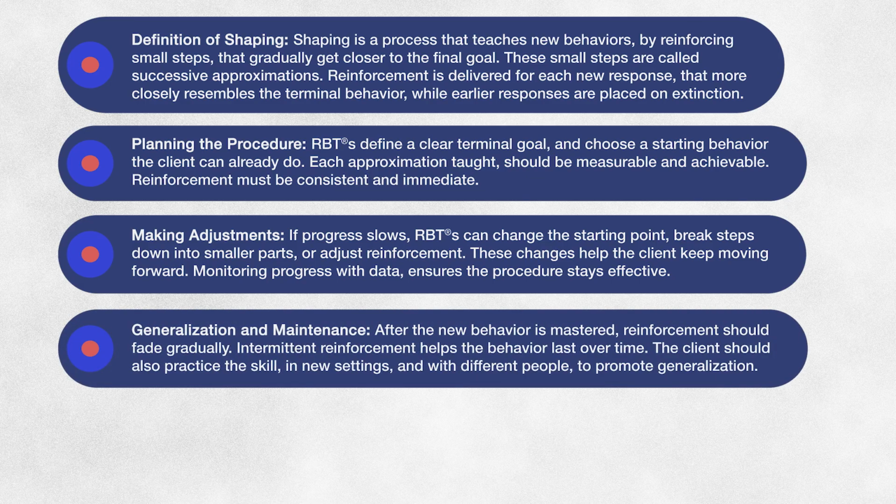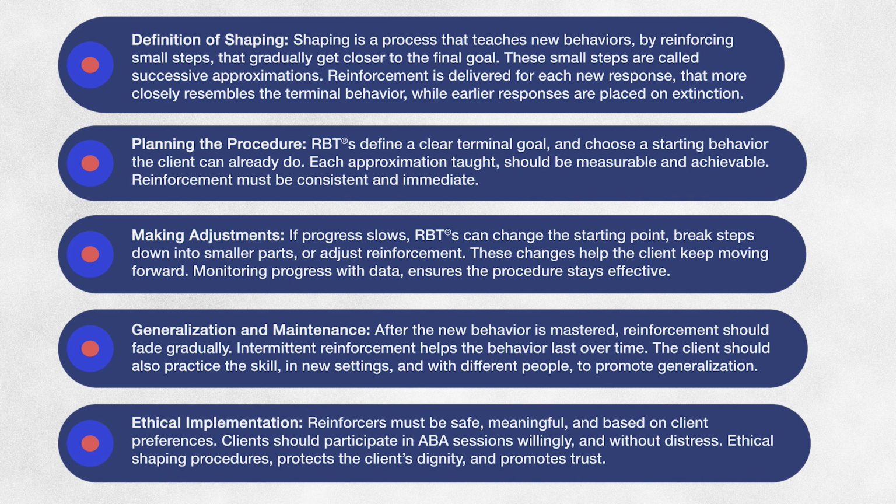Generalization and maintenance. After the new behavior is mastered, reinforcement should fade gradually. Intermittent reinforcement helps the behavior last over time. The client should also practice the skill in new settings and with different people to promote generalization. Ethical implementation. Reinforcers must be safe, meaningful, and based on client preferences. Clients should participate in ABA sessions willingly and without distress. Ethical shaping procedures protect the client's dignity and promote trust.